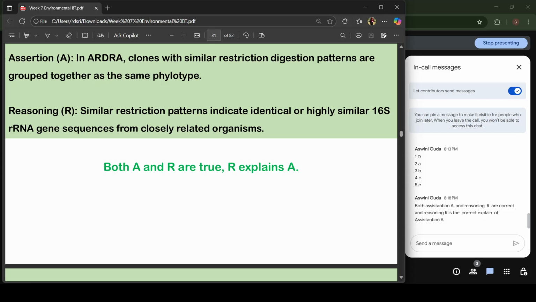We are going to use the same restriction enzymes for the sample. So if the restriction pattern is going to be similar, then the initial template is also similar, and hence we can group them together as the same phylotype and call them closely related organisms. So it is all based on the action of the restriction enzyme.